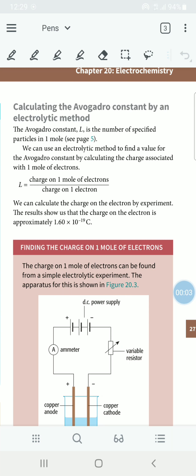Chapter 20, Video 4, Calculating the Avogadro Constant by an Electrolytic Method.